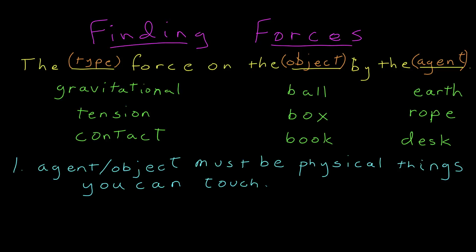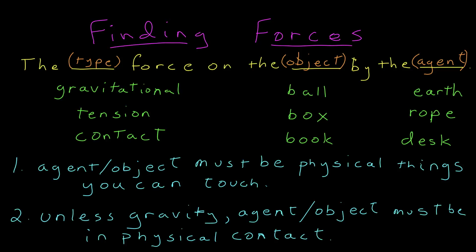Concepts or ideas or other motion parameters cannot be objects or agents. If you're trying to find one of those, think about, can you touch it? Because an agent and an object must be a physical thing. Unless it's gravity, agent and object must be in physical contact for there to be forces between them.